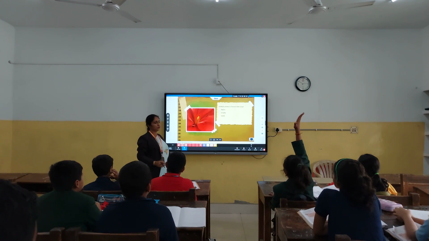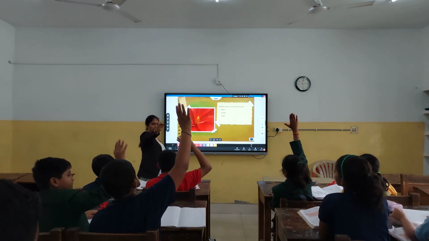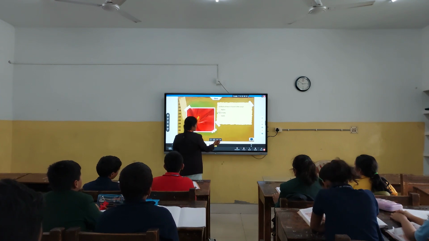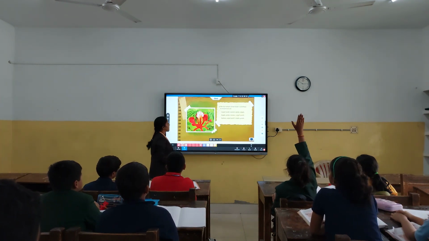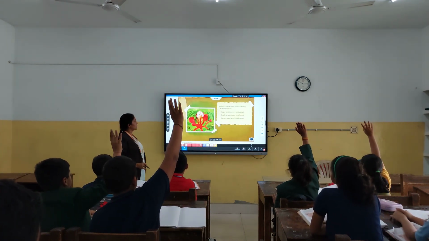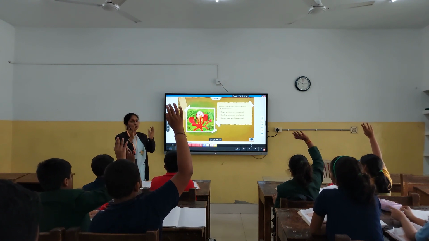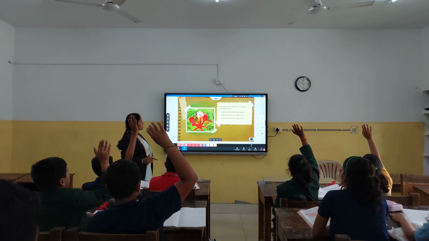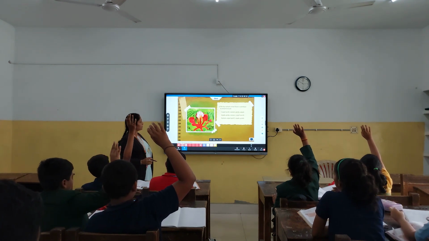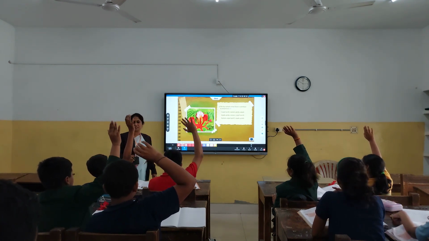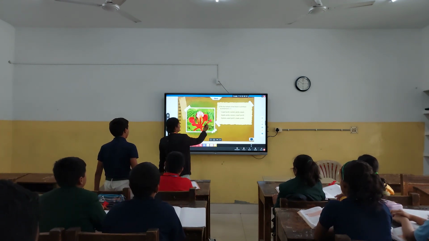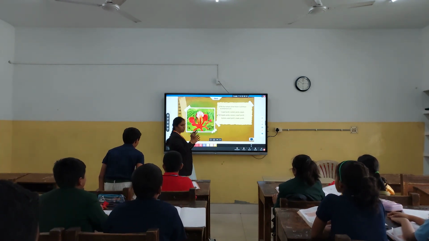Which of these is found in the ovary? Ovules. Ovules are found in the ovary. The four whorls of the flower in order from out to in. Carpel, stamen, petal, sepals. Sepals, petals, stamen, carpel. Stamen, carpel, sepals, petals. Very good. So from out to in.